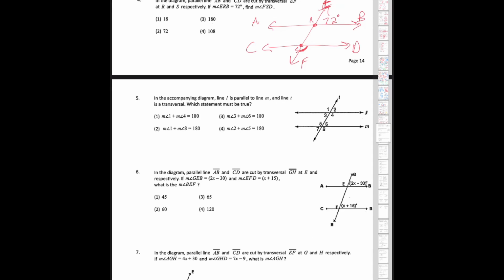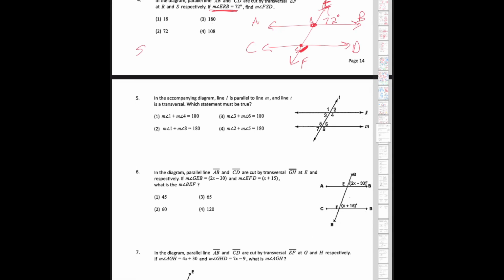On to number 4, we had to draw our own diagram here. So we have two parallel lines, AB and CD, cut by transversal EF, which intersects at points R and S. So the diagram looks something like this. Here's our two lines, AB and CD, cut by transversal EF, intersecting at points R and S. So we're given that angle ERB is 72 degrees. That's the angle up here on the exterior. Find FSD. So this angle here.